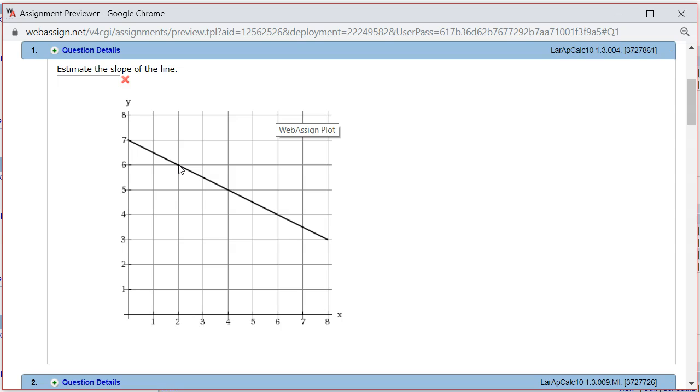So the rise, from here to there, drops 1 unit, so the rise is going to be negative 1. And the run is going to be from here to there, so it's going to be 2. So rise over run would be negative 1 over 2. Therefore, it's negative 1 half.